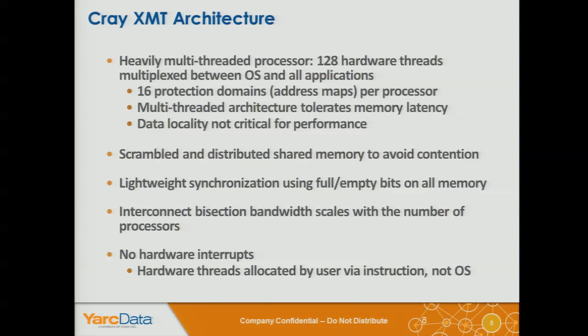In terms of the architecture of the machine itself, some of these things have been mentioned. We still have the protection domains. Data locality is not critical. I think that we've mentioned all of these things. One point is that the bisection bandwidth scales with the number of processors as any 3D torus, as with our other machines based on a 3D torus.